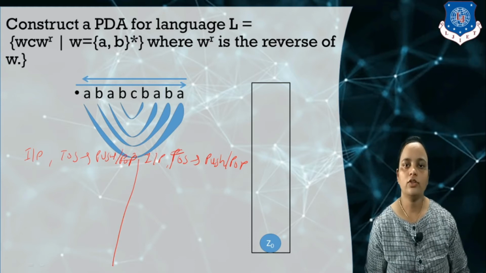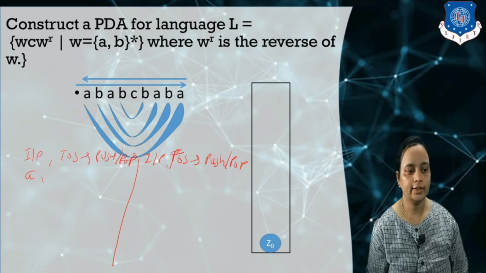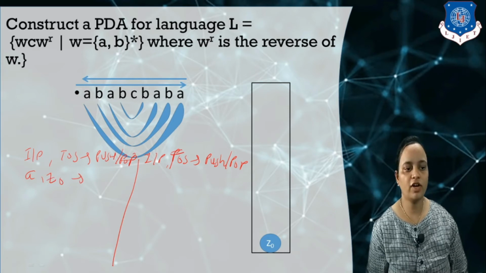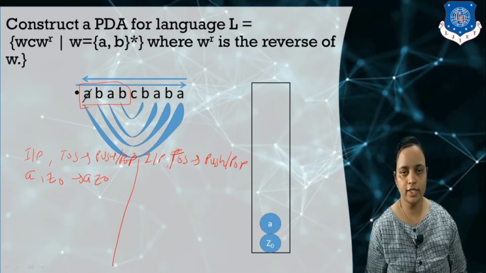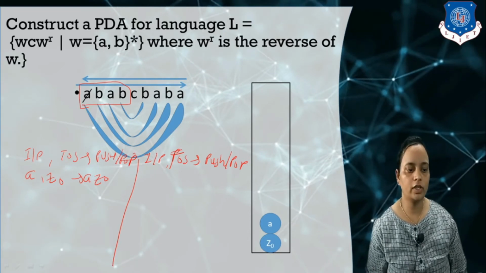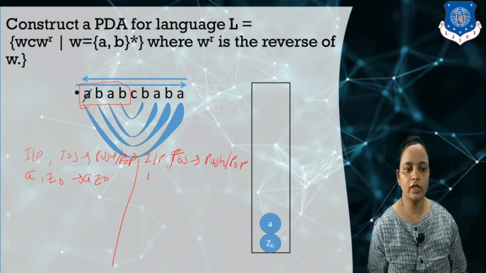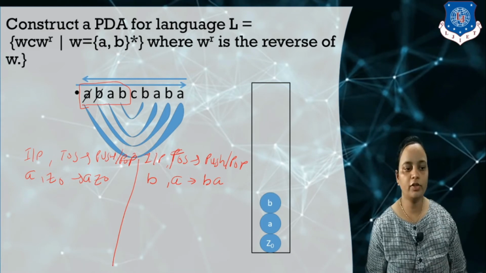First, if I am reading A, the input is A and the topmost symbol is Z0. As we discussed, A is inserted onto the stack. Now again B is read. If my input is B and the top of the stack contains A, it performs a push operation, so B goes onto the stack. Again input A appears, and the top of the stack contains B. What are we going to do?